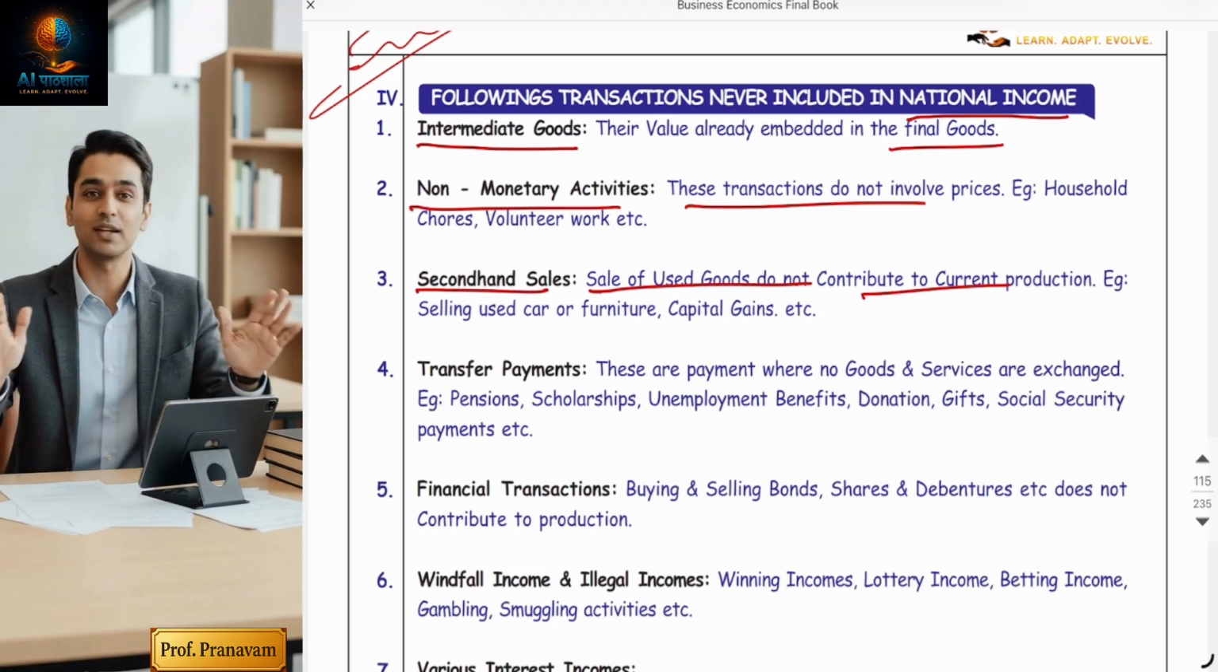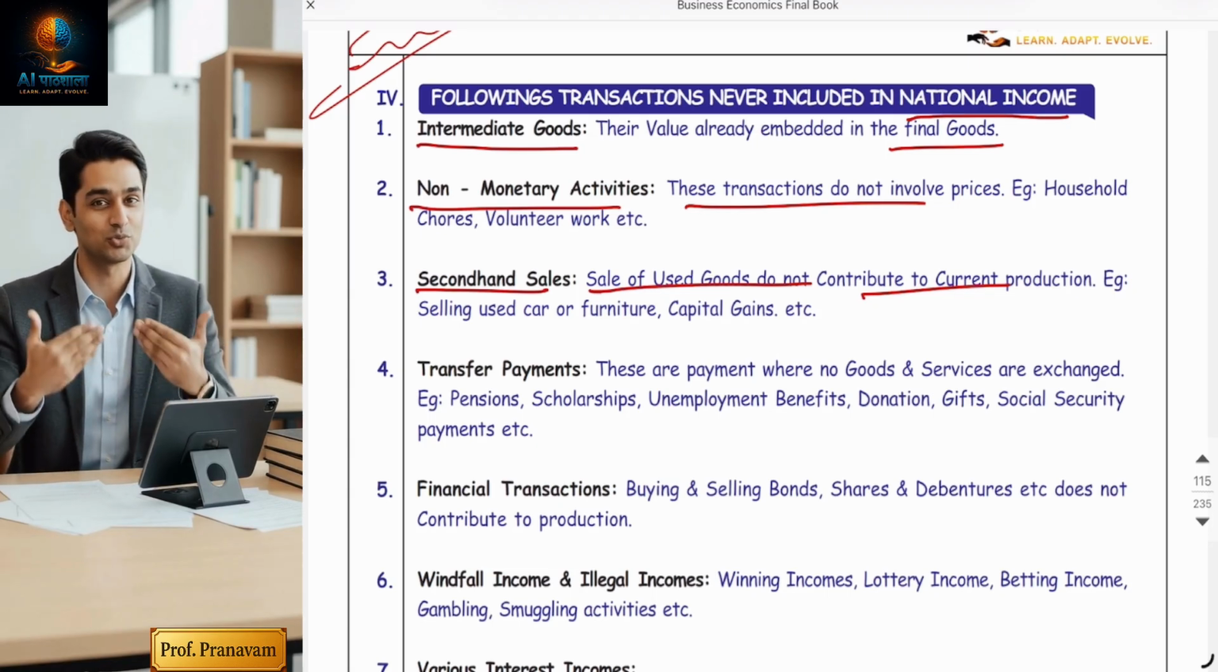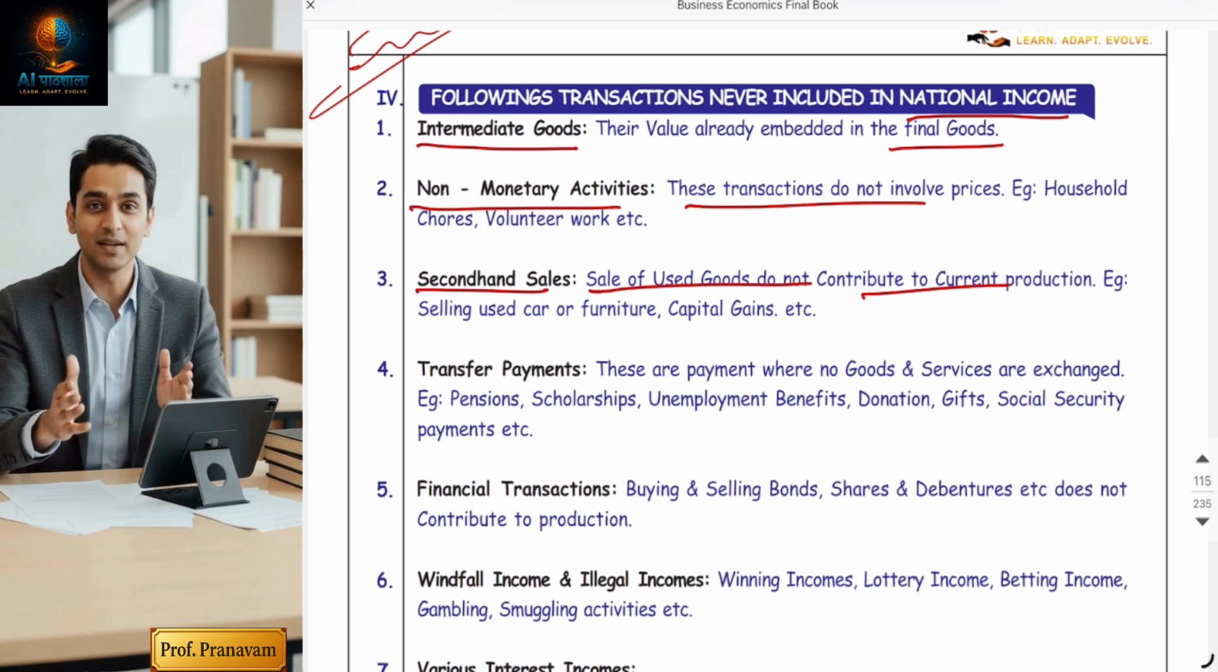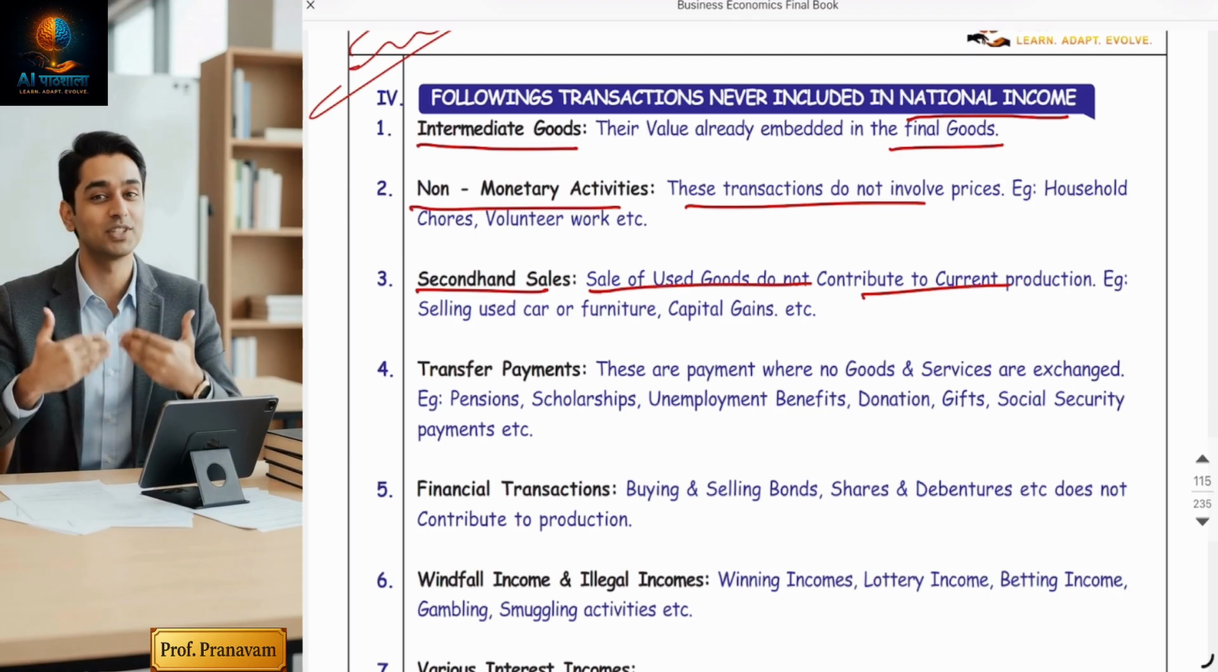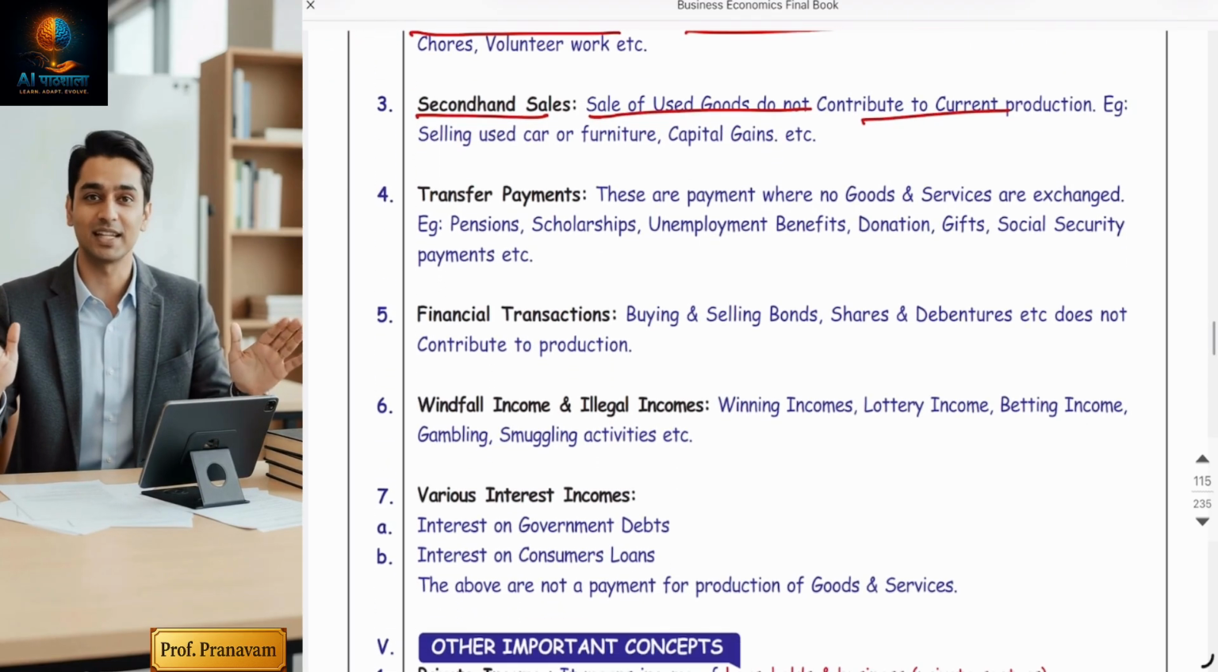So second-hand goods means these were produced somewhere in the last year. When these are produced in the last year, why include them in the current year, as they are already included in the last year's national income?